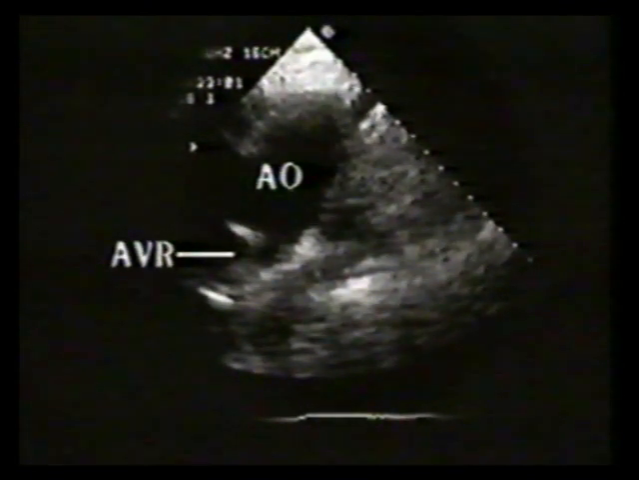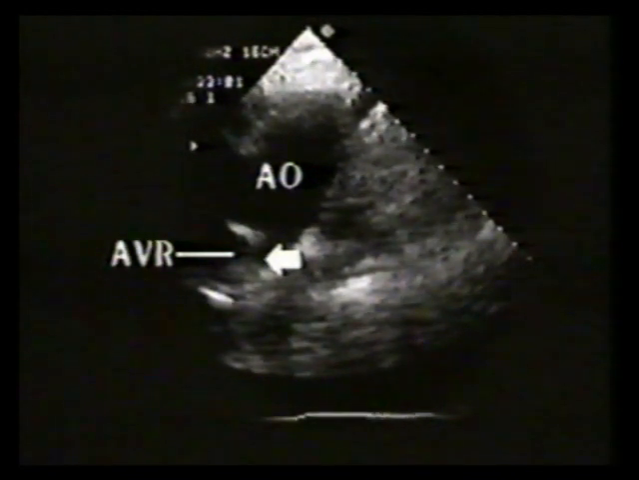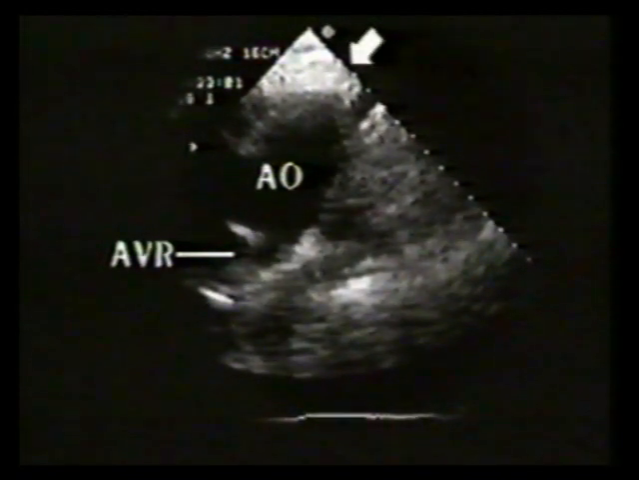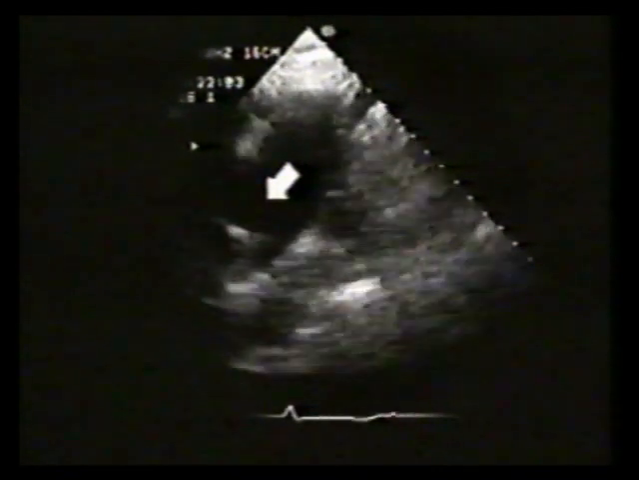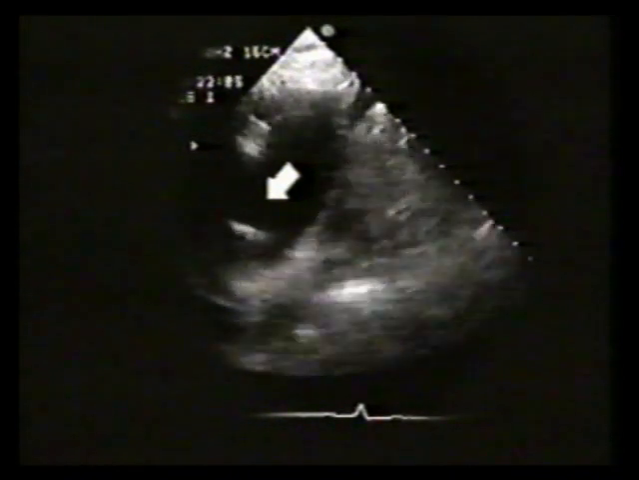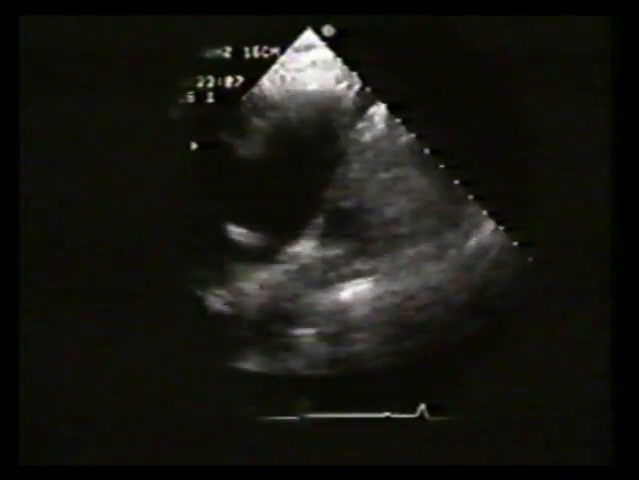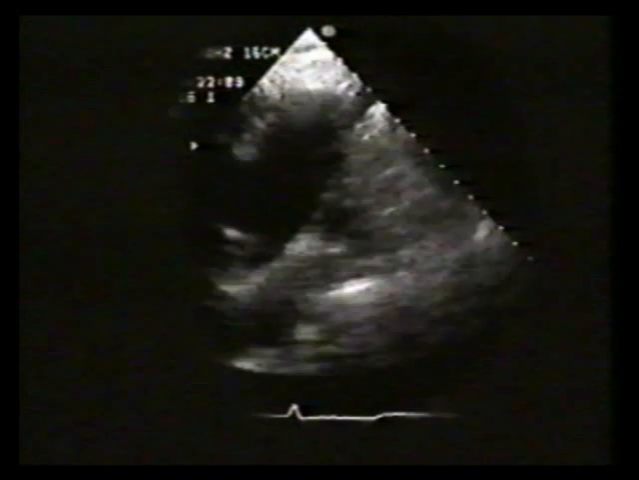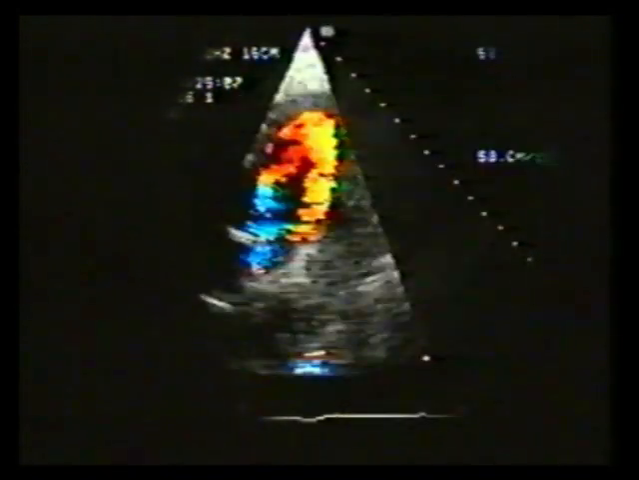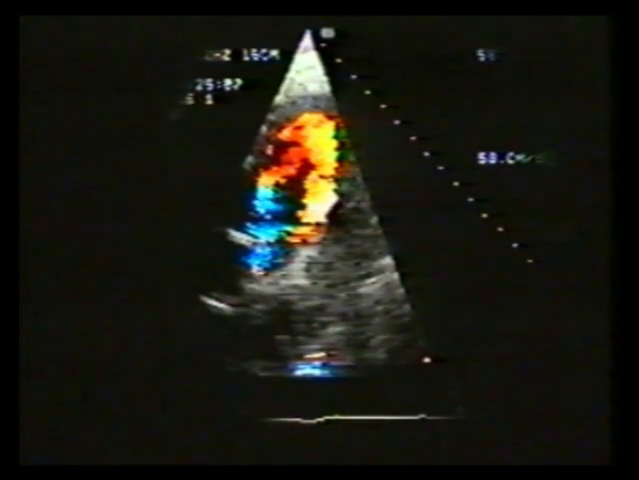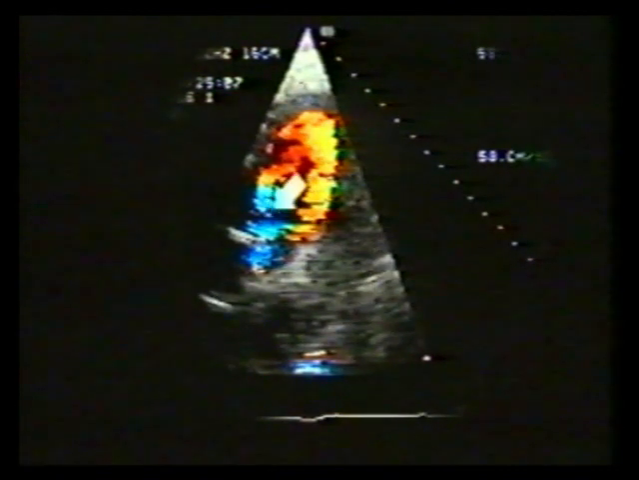This 52-year-old female has an aortic Starr-Edwards prosthesis, which is being imaged with the transducer in the suprasternal notch. From this position, the jet originating from the prosthesis is more clearly delineated, since the ultrasound beam does not have to cross the prosthesis before encountering the jet.